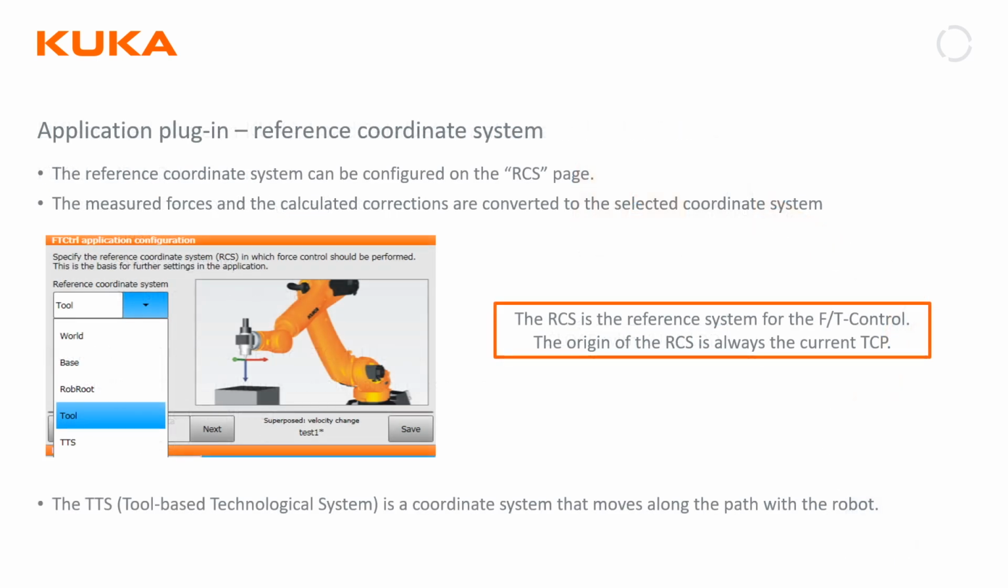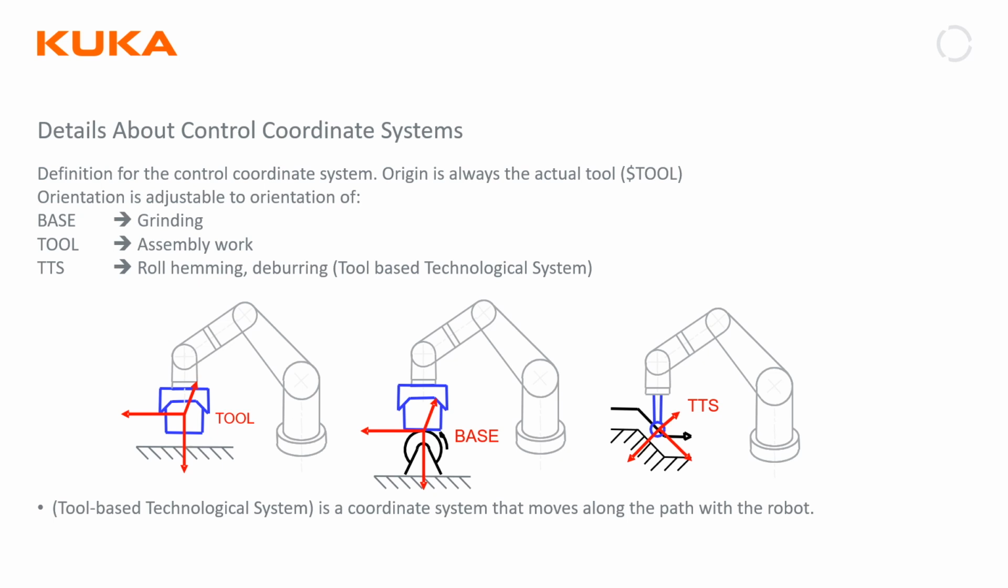The force control can work in many different coordinate systems. Tool and base are commonly used. Tool is good for manipulating parts for things like assembly work. Base is good for applying force against a fixed working point, like a stationary grinder.